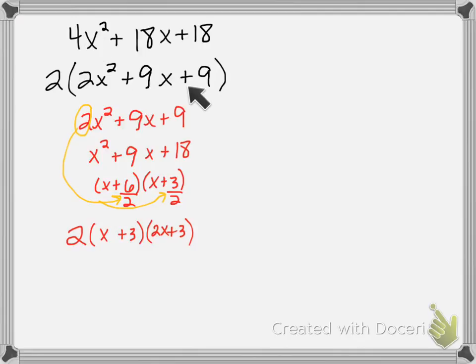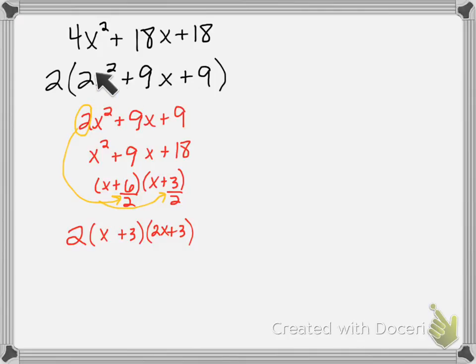Now, I could also do this with tic-tac-toe. I could still factor out the 2, and I could look at tic-tac-toe from here. Okay, now remember, with this method, if you didn't factor out the 2, you would have lost it. So you have to factor out common factors if you're going to use this method. Okay, tic-tac-toe, you can or you cannot. We'll see both options here.